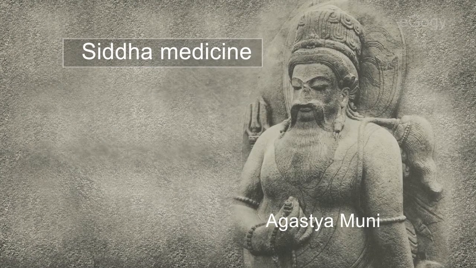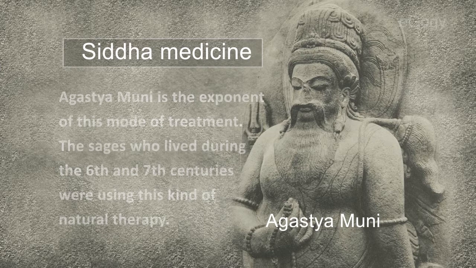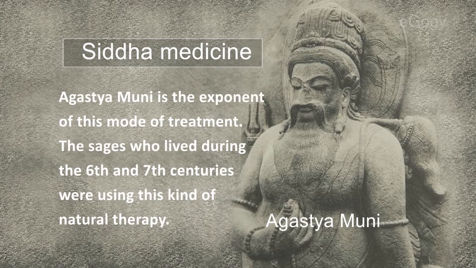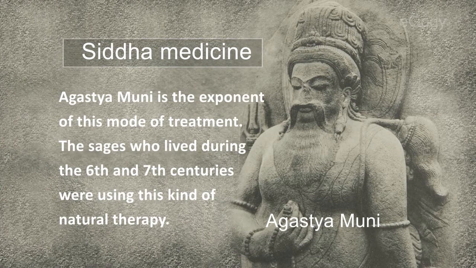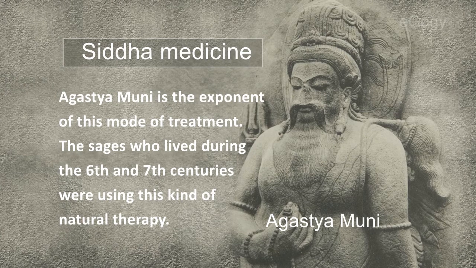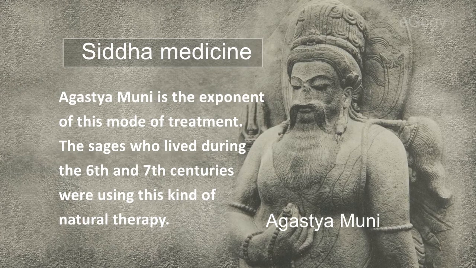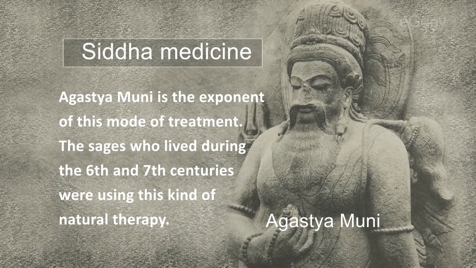Siddha medicine. Agastya Muni is the exponent of this mode of treatment. The sages who lived during the 6th and 7th centuries were using this kind of natural therapy.